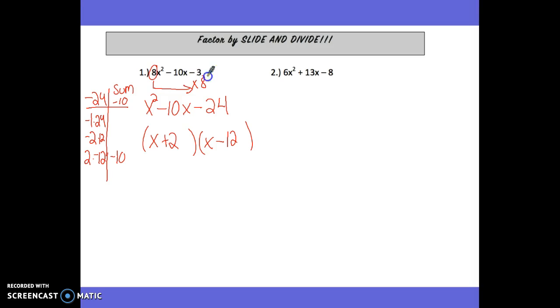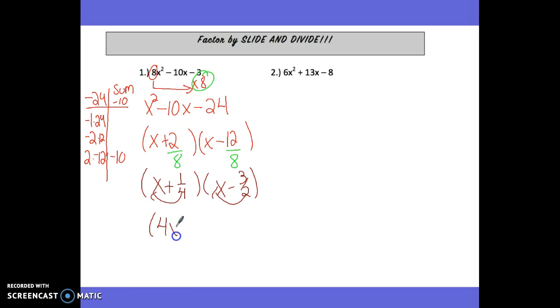Because I slid the 8, I have to divide by the 8 and simplify my fractions. So I get x plus 2/8 is 1/4. And then x minus 12 over 8 becomes x minus 3/2 because they're both divisible by 4. Pick up the denominator because you don't want to leave it a fraction. You get 4x plus 1 and then 2x minus 3. Should you always check it? Absolutely. 4x times 2x is 8x squared. My green is my check.